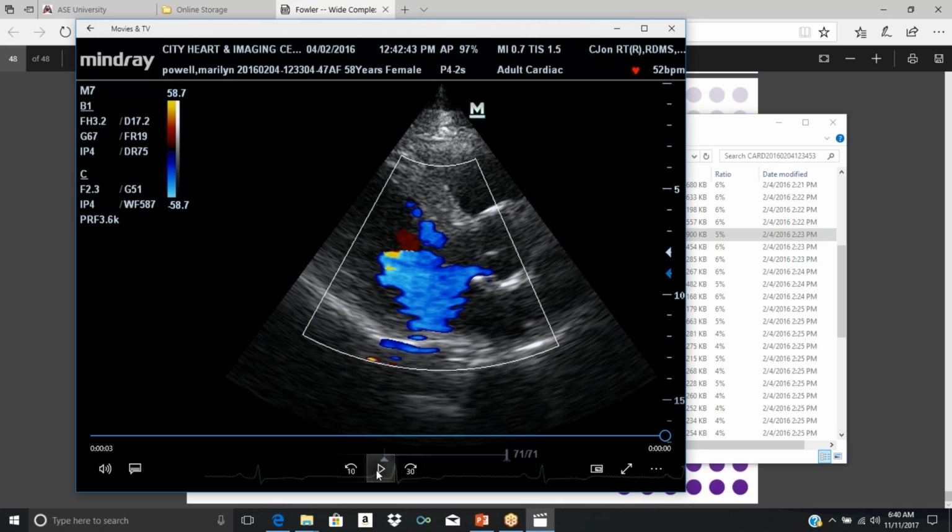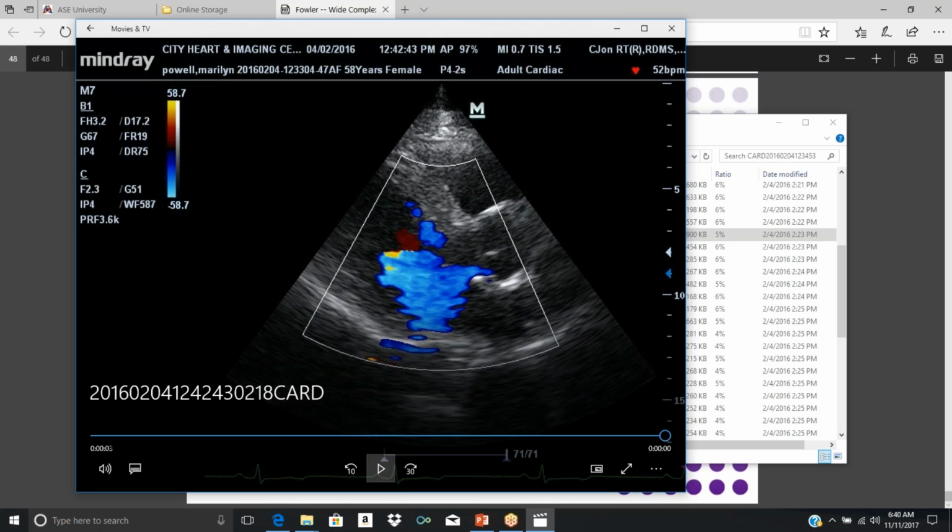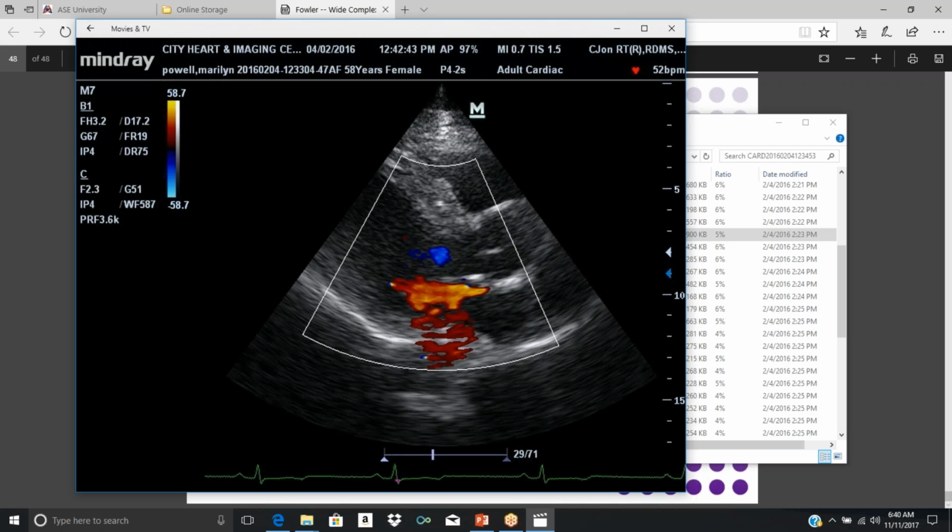Remember, your color flow Doppler is a form of pulse wave Doppler. Your transducer is right there. This is a parasternal long axis view. If there is flow towards the transducer, it's going to be in shades of red. Flow away from the transducer is going to be in shades of blue. Color flow Doppler.